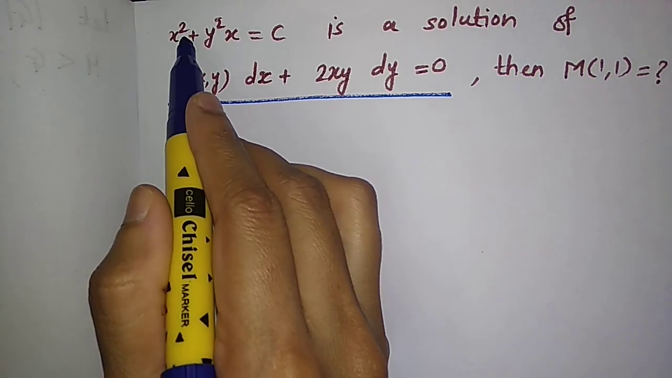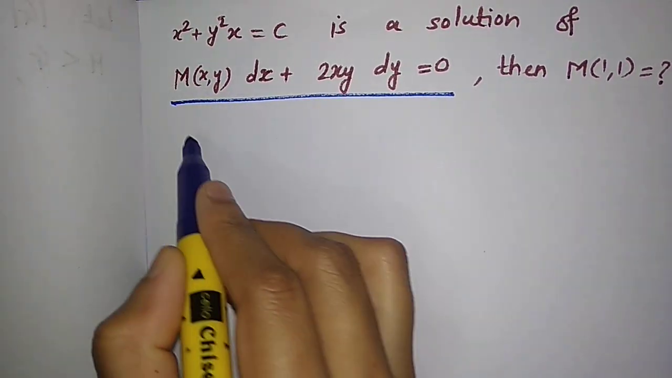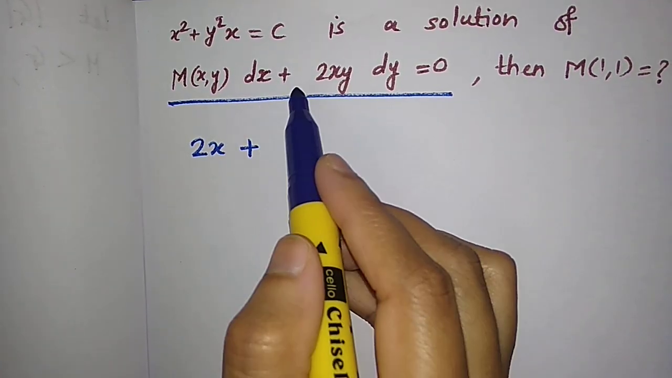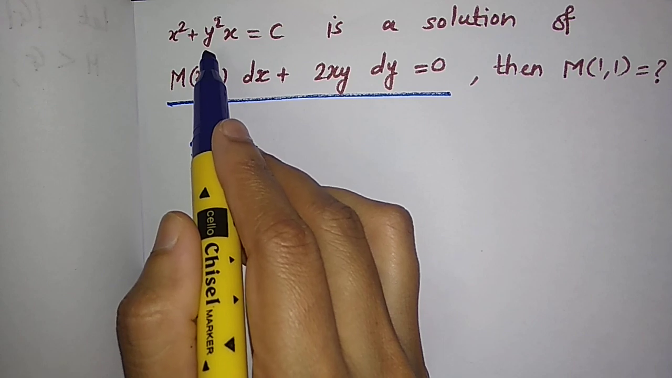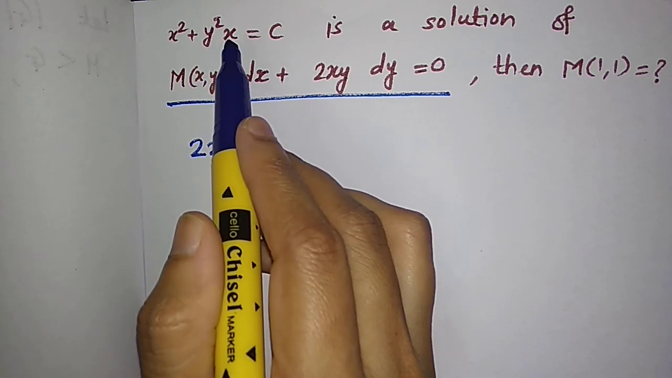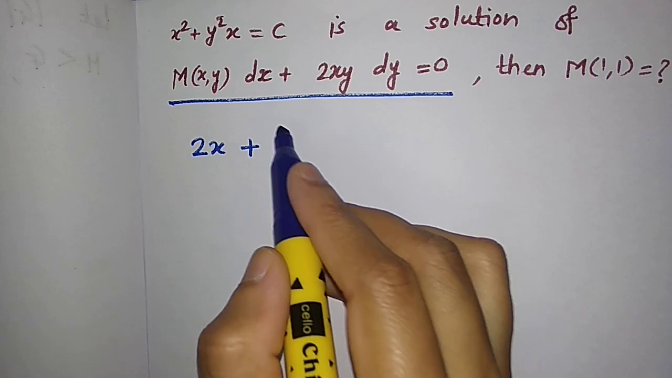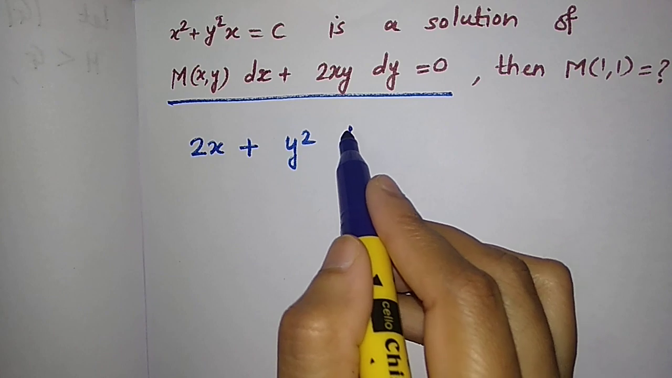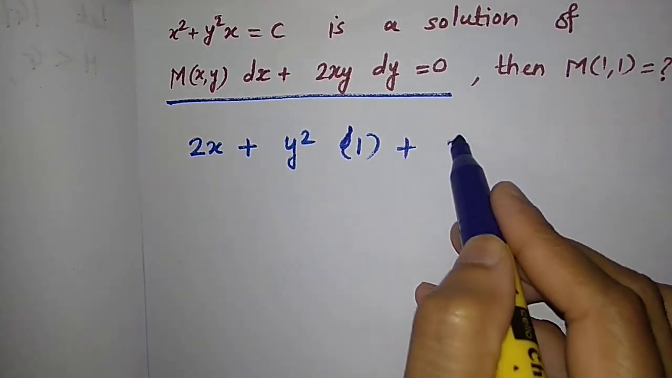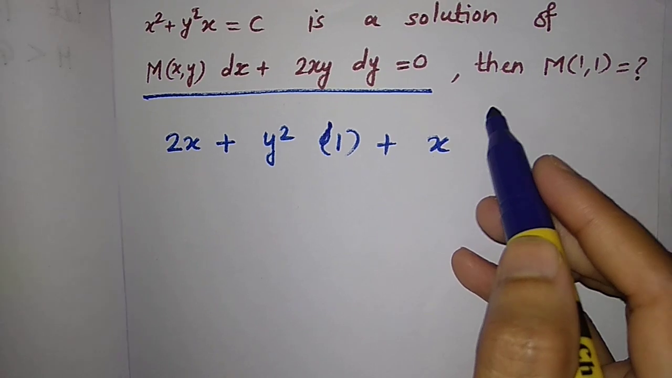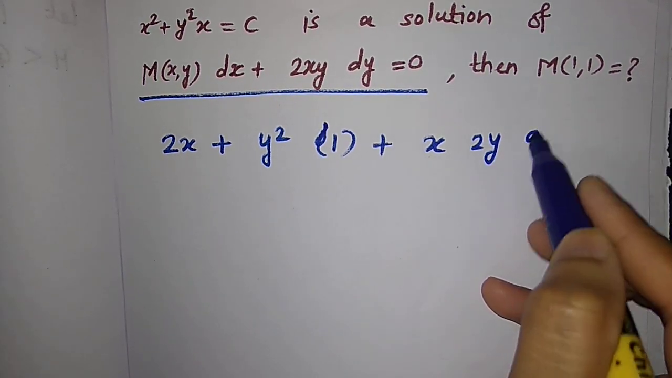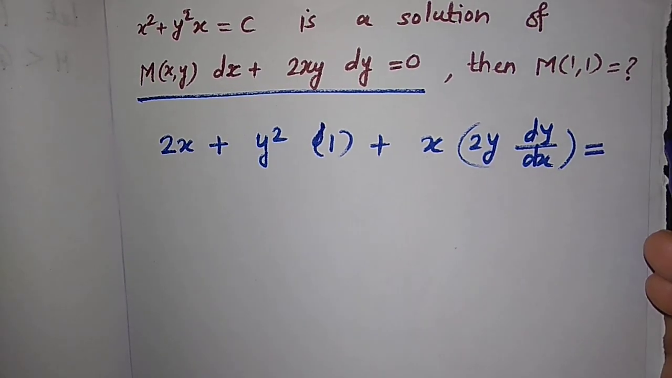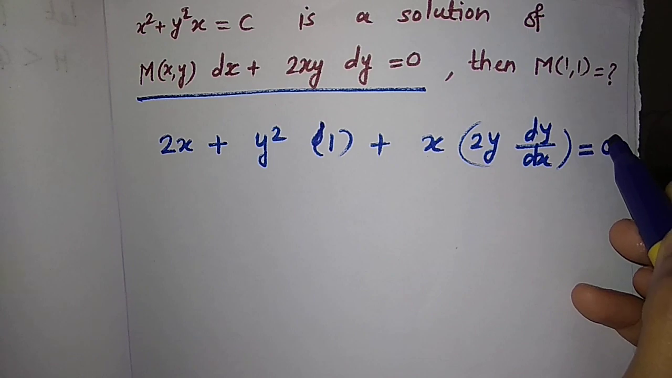Differentiating on both sides of this equation, we get the derivative of x square is 2x. The derivative of y square x: this is the multiplication of the functions y square and x. So by product rule, first function into derivative of second, so derivative of x with respect to x is 1, plus second function x into derivative of y square with respect to x, which is 2y into dy by dx, which is equal to the derivative of c. c is the constant of integration, so its derivative is 0.